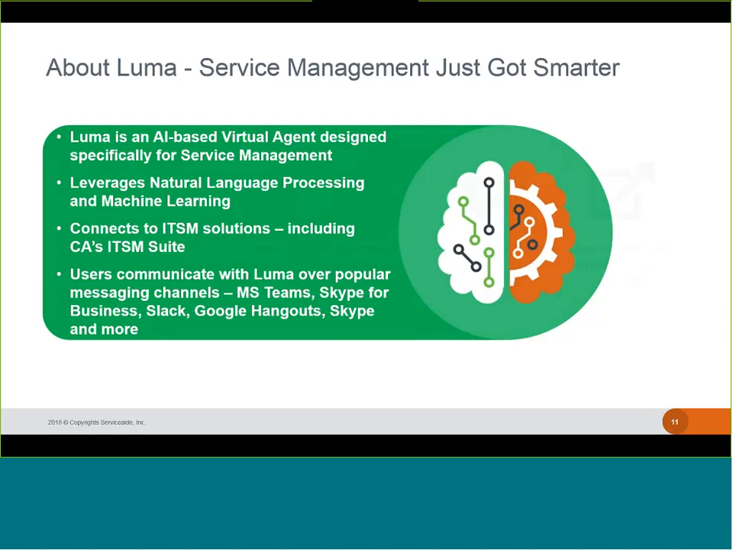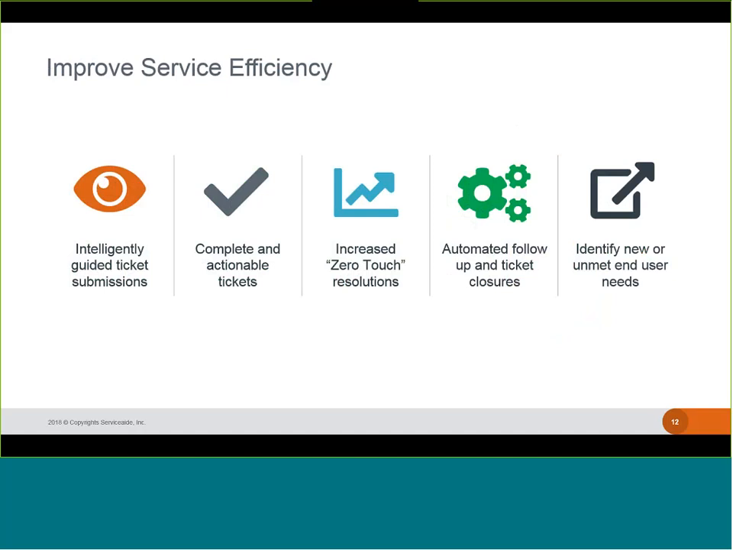So I'll move on and now talk about really the key values of Luma. We really tried to focus the solution on delivering service efficiency. I'll break down service efficiency into 5 key areas, both on the end user side and on the support team side. I'll go through each one of these, and there'll be a little video of a chat session playing on the right-hand side, so you get a sense of what I'm talking about, or what this really looks like if you were to implement it in your organization.